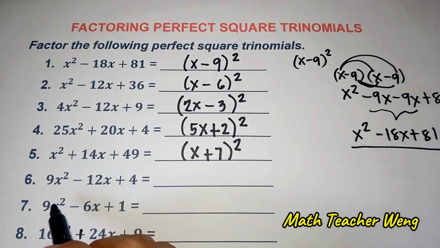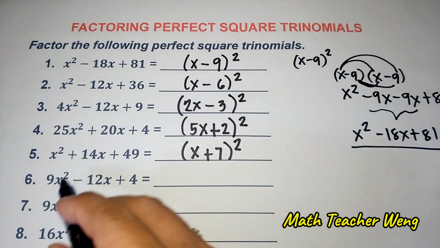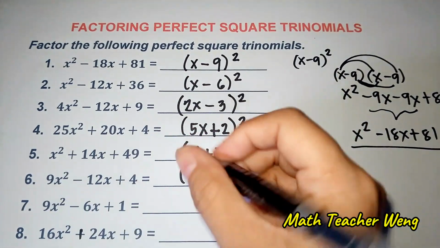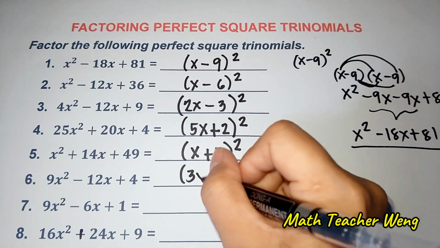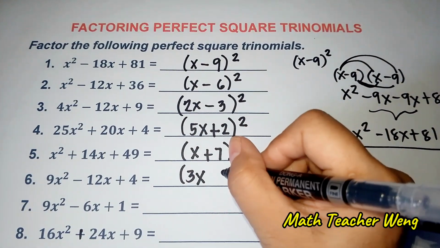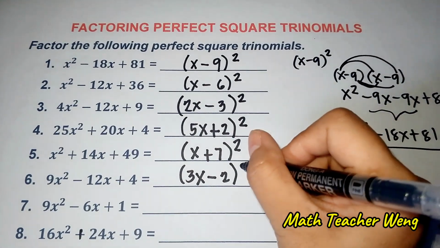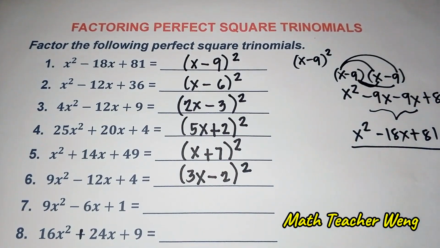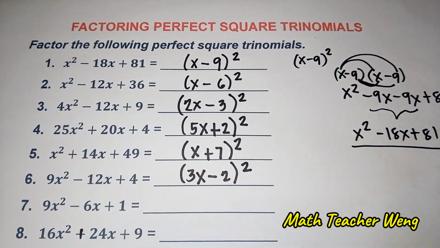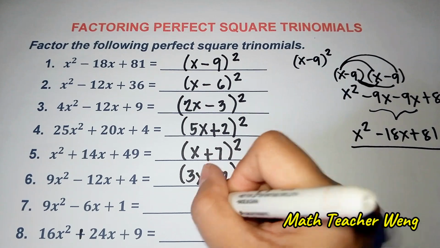Okay. Number 6. 9x squared, the square root of 9 is 3. Then x squared, x. The square root of 4 is 2. Minus sign, copy the minus sign, then square. So of course, number 7 and number 8 will be for you.